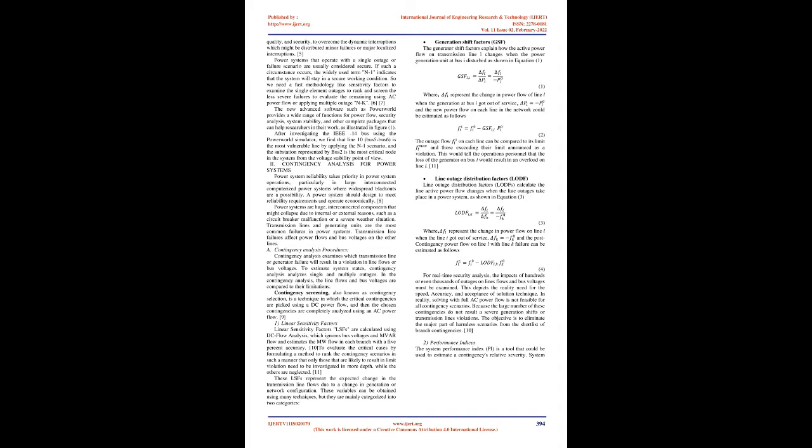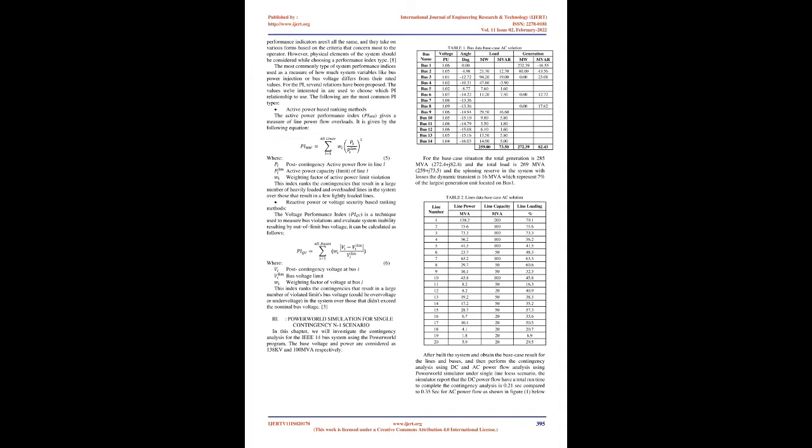Contingency analysis procedures. Contingency analysis examines which transmission line or generator failure will result in a violation in line flows or bus voltages. To estimate system states, contingency analysis analyzes single and multiple outages. In the contingency analysis, the line flows and bus voltages are compared to their limitations. Contingency screening, also known as contingency selection, is a technique in which the critical contingencies are picked using a DC power flow, and then the chosen contingencies are completely analyzed using an AC power flow.